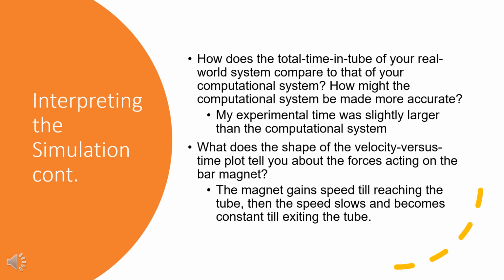What does the shape of the velocity versus time plot tell you about the forces acting on the bar magnet? The bar magnet gains speed till reaching the tube, then the speed slows and becomes constant till exiting the tube. So while the magnet was in the tube, the forces on the magnet would be equal to 0 since the magnet was no longer accelerating.